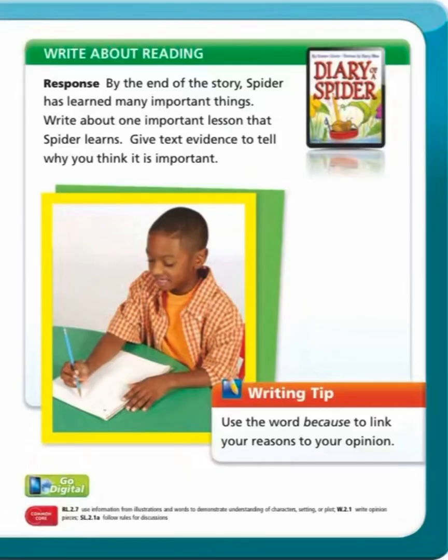Write about reading. Response. By the end of the story, Spider has learned many important things. Write about one important lesson that Spider learns. Give text evidence to tell why you think it is important. Writing tip. Use the word because to link your reasons to your opinion.